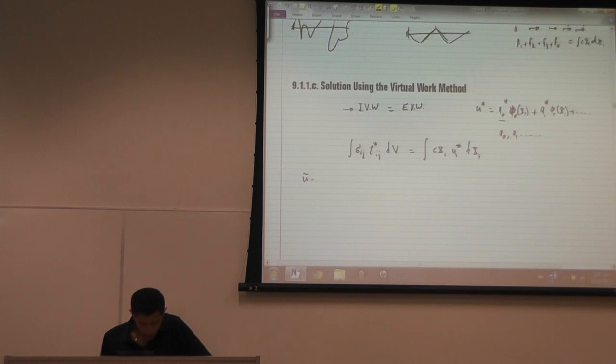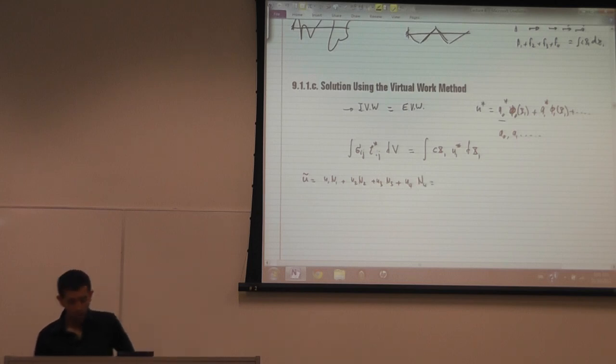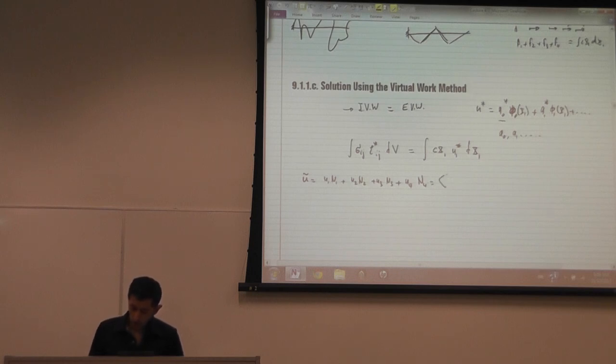The approximate displacement is equal to U1 N1, plus U2 N2, plus U3 N3, plus U4 N4. Now I'm going to start utilizing matrices, because that's how the method is programmed. N1, N2, N3, N4 multiplied by U1, U2, U3, and U4. This matrix that's 1 by 4, and this is 4 by 1. This matrix I'm going to call M, and the other matrix I'm going to call UE.